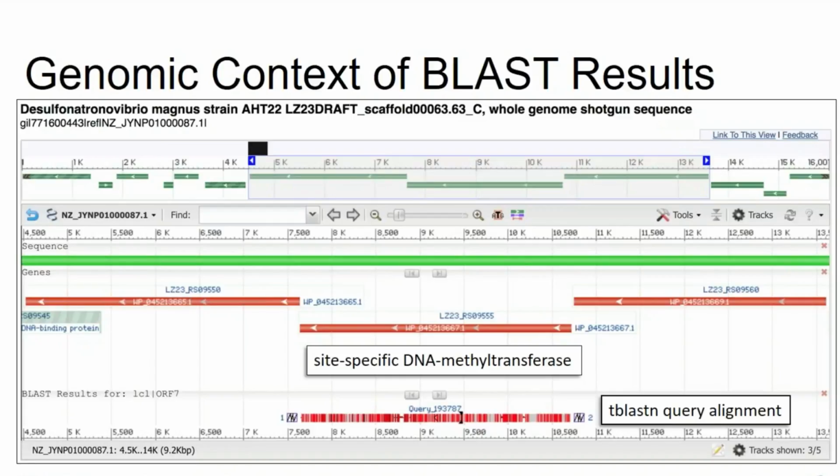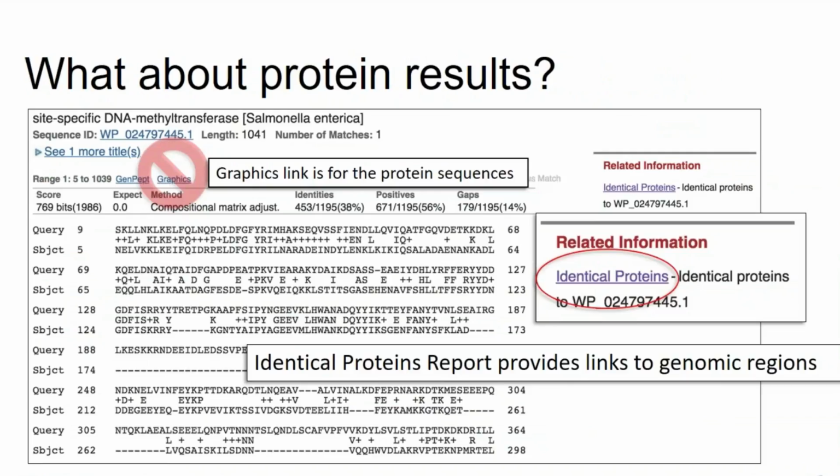Now, what a lot of people do when they do these kinds of searches is use protein searches, in part because a tBLASTn search against a large set of bacterial genomes is kind of burdensome, takes a long time, and may fail for various reasons. So protein is more likely to work. The problem is the graphics link here doesn't do what you might think it does.